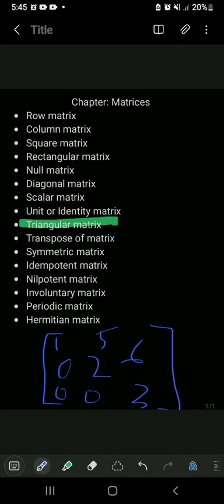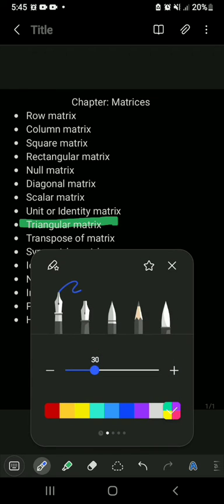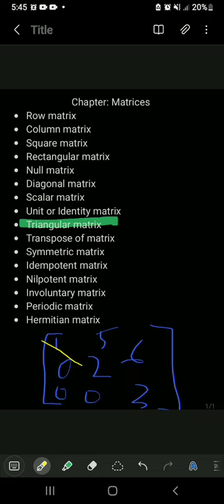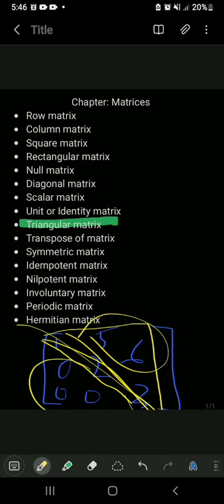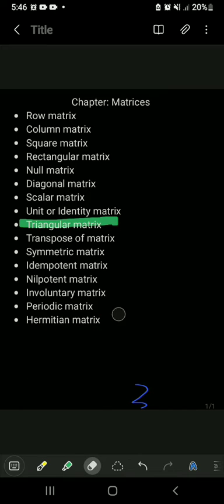Here a triangle is made, which means these are the diagonal elements, and the elements which are upper than the diagonal elements must be non-zero, and the elements which are lower than the diagonal elements must be 0. It's a type of upper triangular matrices.